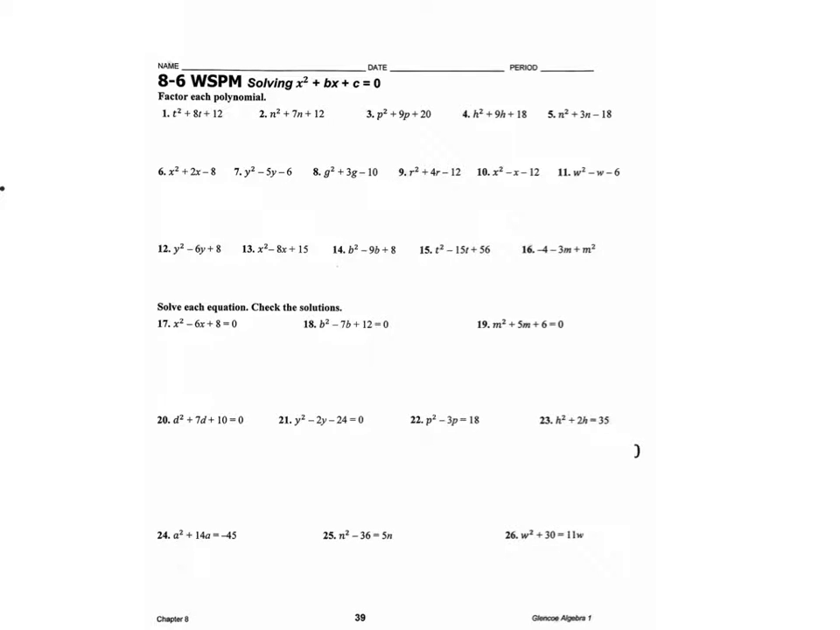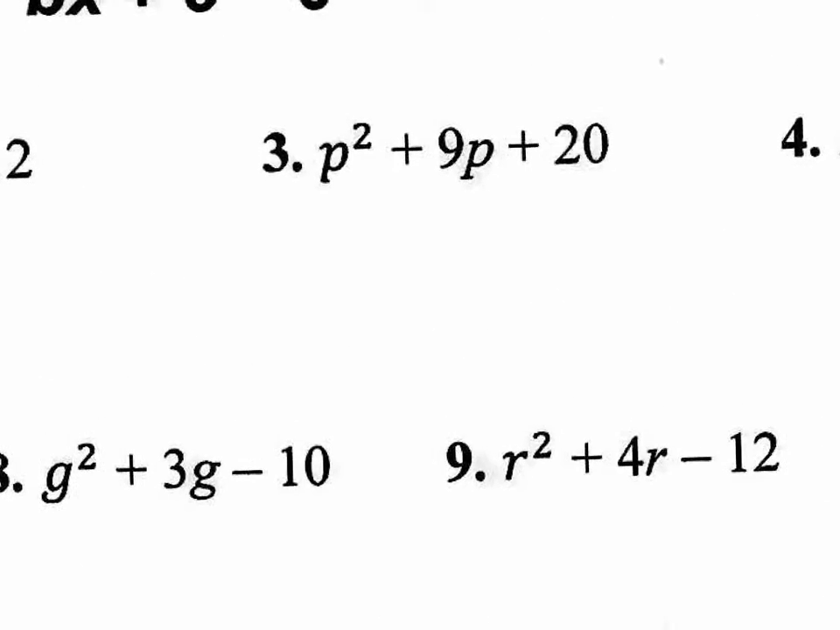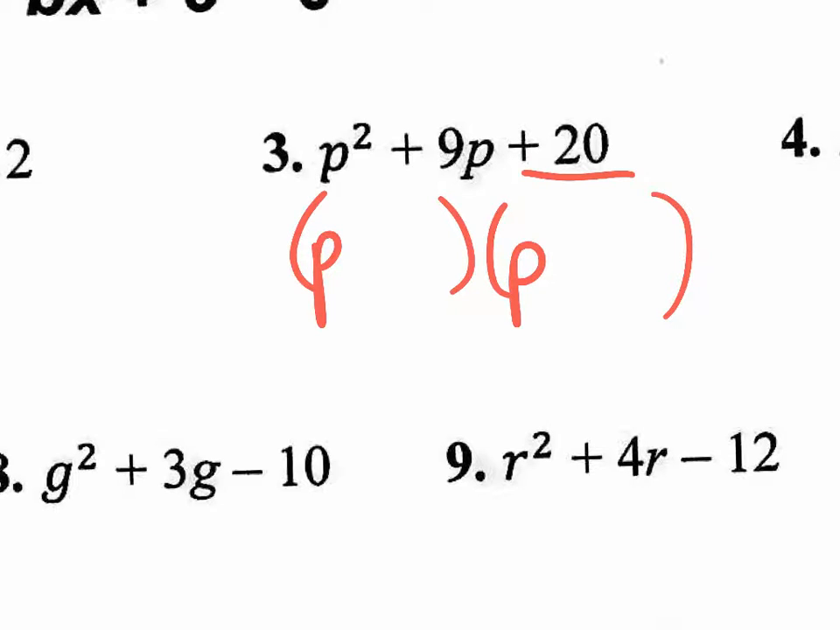So this is the third and final video pretty much of this section. We should know how to do any of these questions on the first half of the worksheet. Again, using the shortcut, it's as simple as this. Set the answer format up, P and P, and you think what times what is the C value, 20, that if you combine together is 9? What times what is 20 that if you add together is 9?